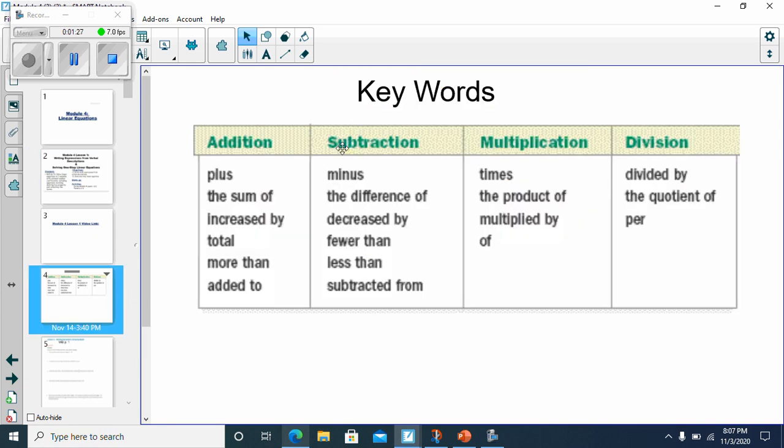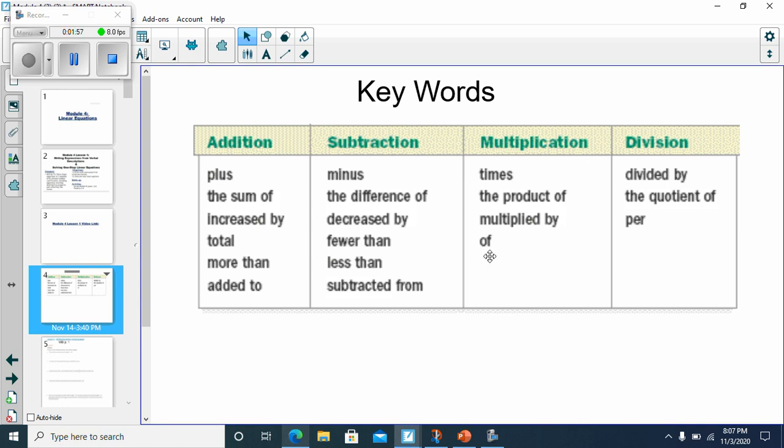Now, just quickly, some keywords when you're looking at word problems that help you decide whether you're adding, subtracting, multiplying, or dividing. Terms that would tell you you're adding would be plus, the sum of, increased by, total, more than, or added to. And there's more of them, but this is just a few. Some that would work on subtraction: minus, the difference of, decreased by, fewer than, less than, or subtracted from.